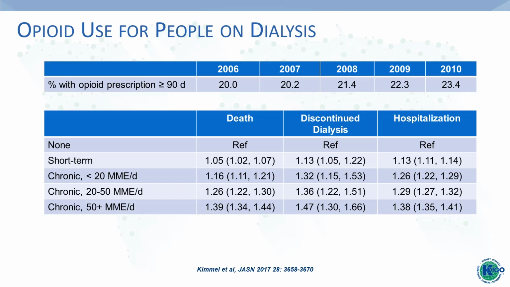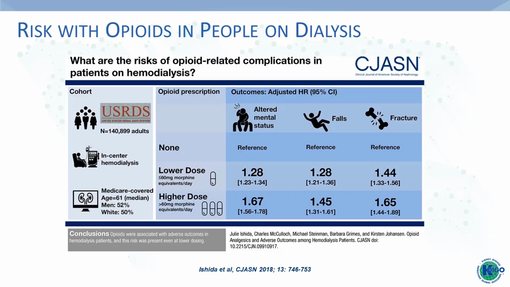In addition to those side effects of death, withdrawal from dialysis, and hospitalization, there are other adverse events. For example, hospitalization for altered mental status is 67 times higher in people that are taking more than 60 milligrams of morphine MME per day than those that are not taking any. Falls are 45% more common. Fractures are 65% more common. So opioids are associated with adverse outcomes, a very wide range of adverse outcomes.